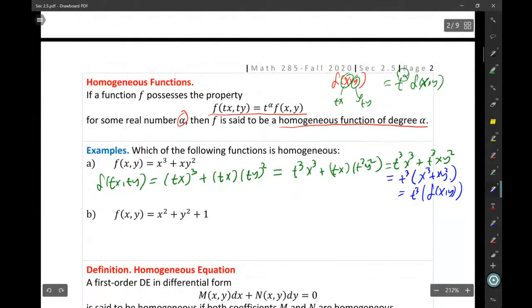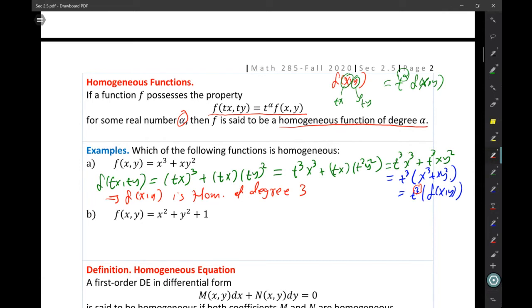الآن you will see that the function f of xy is homogeneous of degree 3 because the power here is equal to 3, t to the power alpha. So it is homogeneous of degree 3.